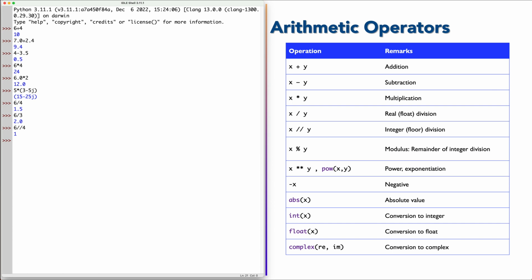The modulus is the remainder of integer division. That means, for example, if we say 6 modulus 4, it will give us 2.